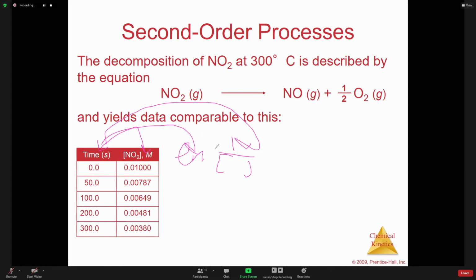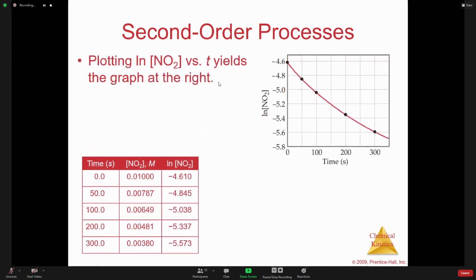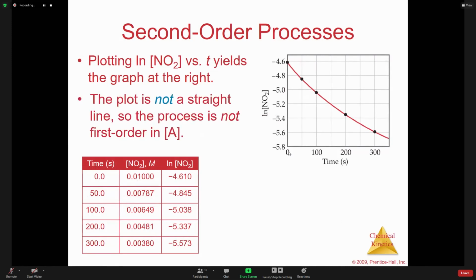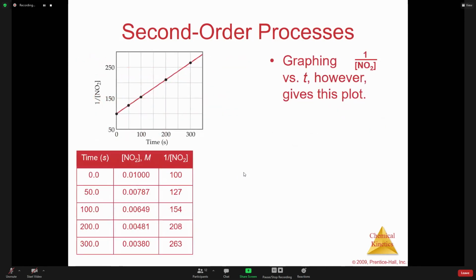And that's exactly what we're going to do in our lab next week. The data collection for it is really good. So, okay, well, that's exactly what we did. Natural log of each of these, not so much. Didn't work out. So it's not first order. Not a straight line, so it's not first order. Let's try 1 over each of these. Yay! Okay, it's second order.